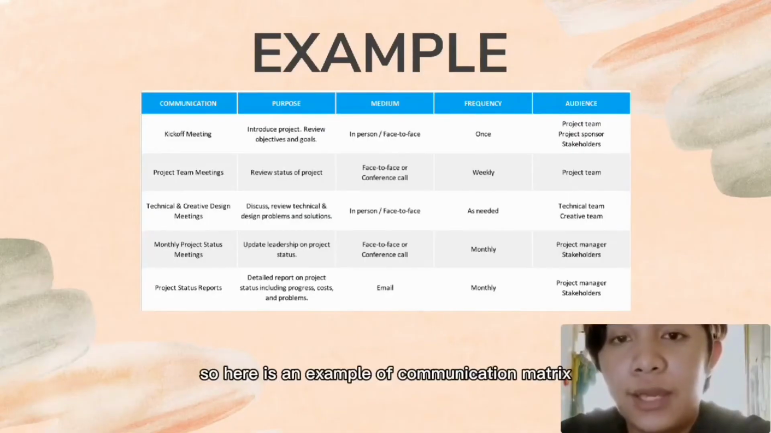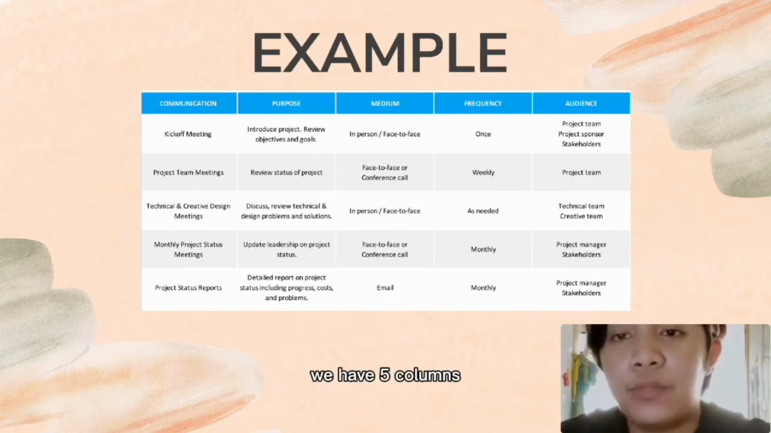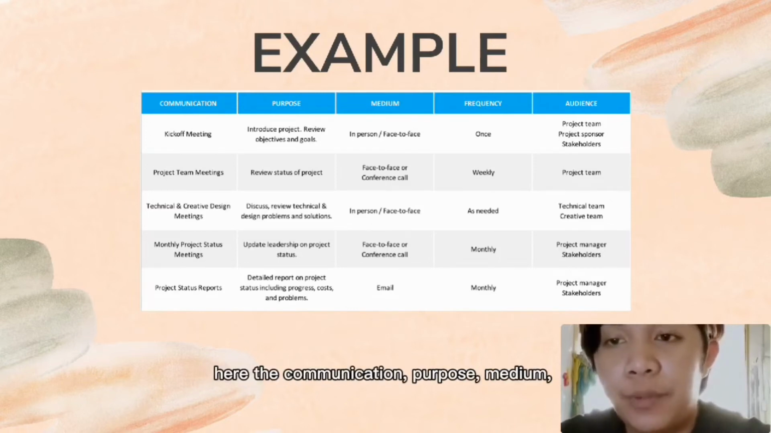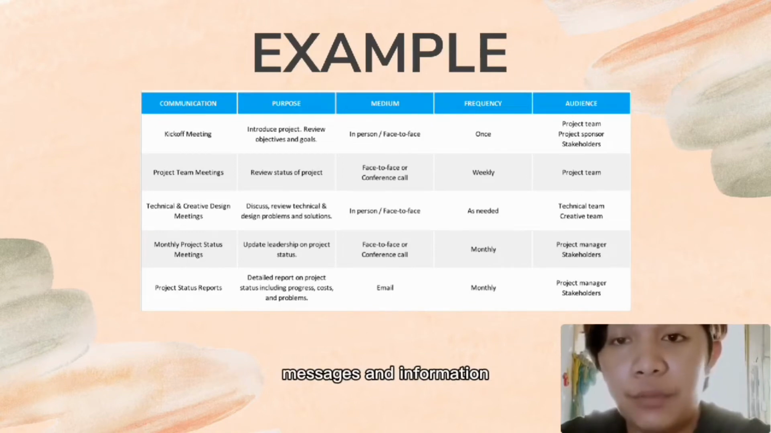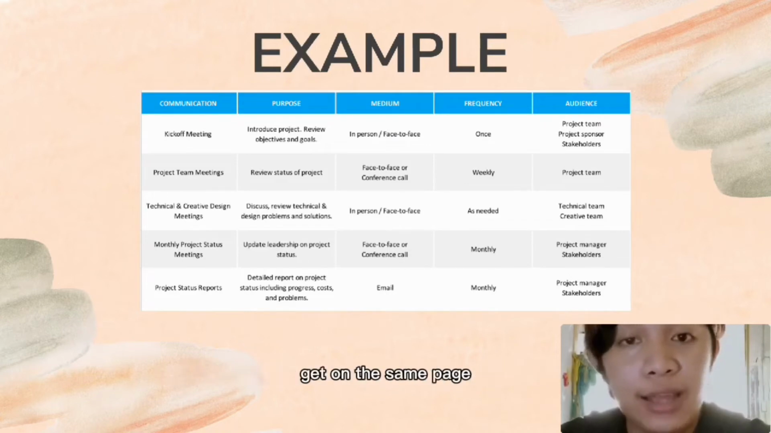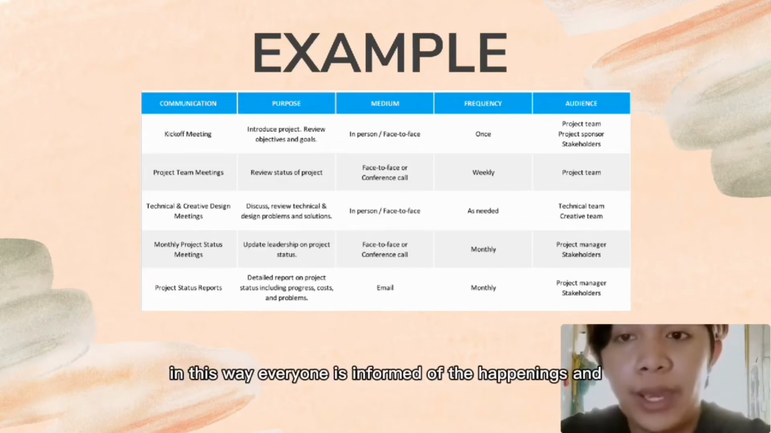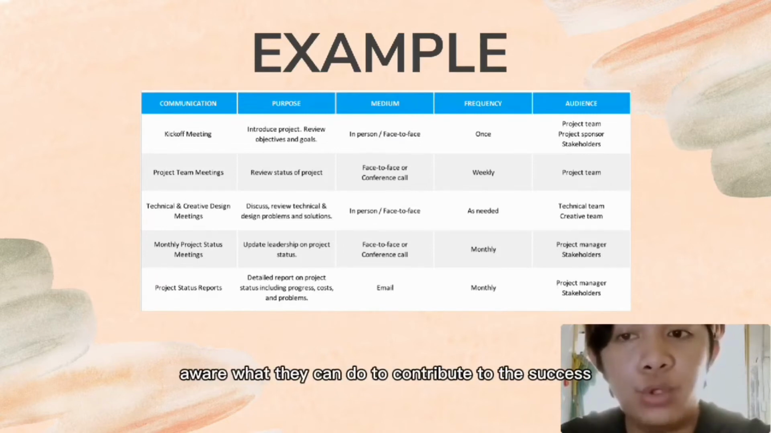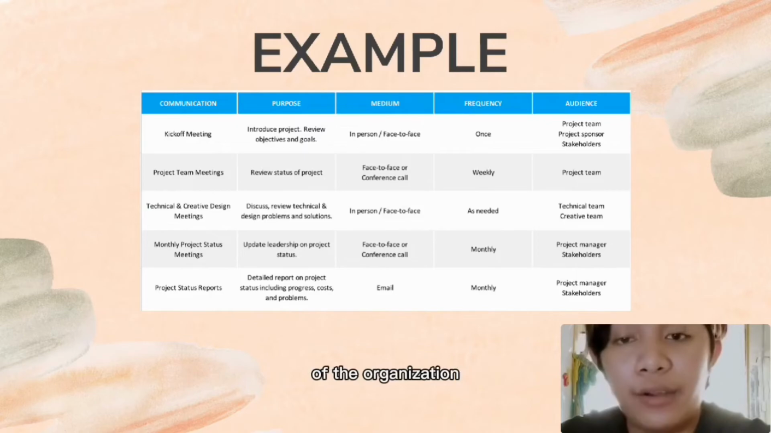So here is an example of communication matrix. We have 5 columns here: the communication, purpose, medium, frequency, and audience. Messages and information should be communicated to everyone as much as possible to make everyone in the organization get on the same page. In this way, everyone is informed of the happenings and aware what they can do to contribute to the success of the organization.